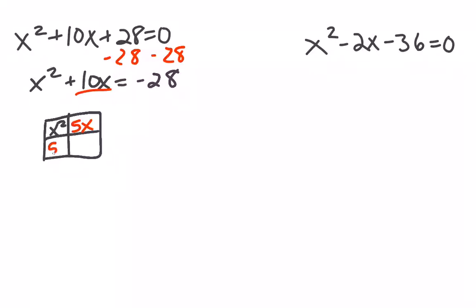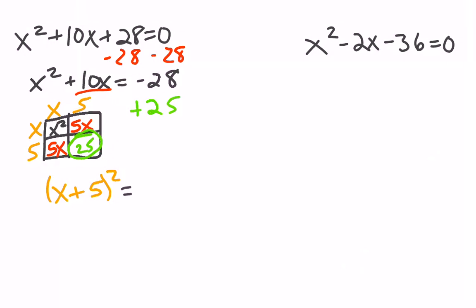So 5x, 5x. Factor it out. Now we're going to factor that out. So we have x, 5, 5. So I can rewrite that as x plus 5 squared. But I have this missing piece, which is going to be 5 times 5, 25. So I need to add that on the right-hand side.